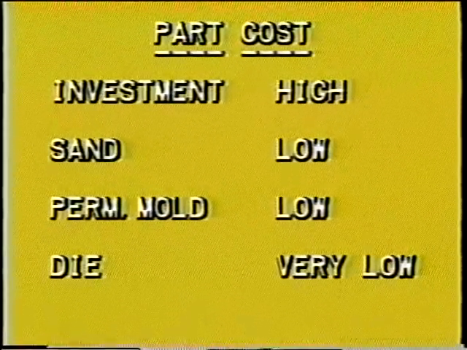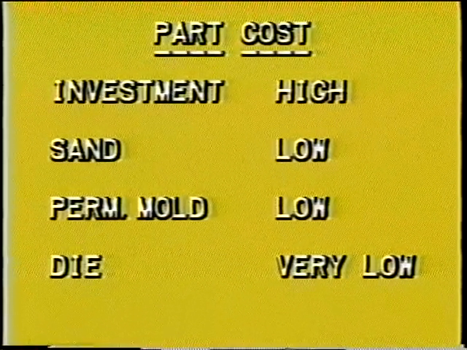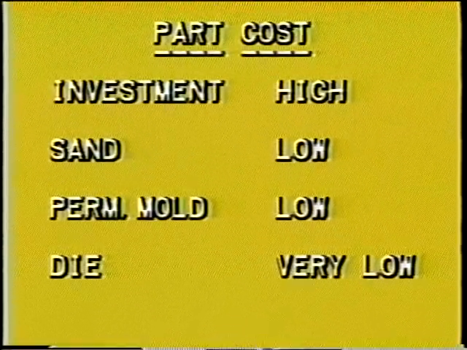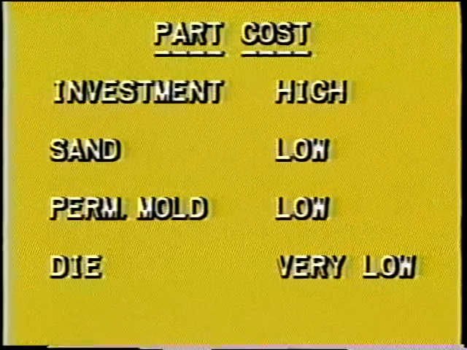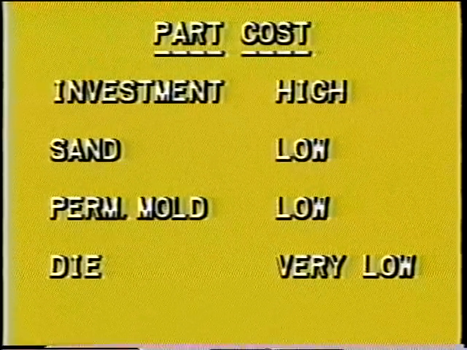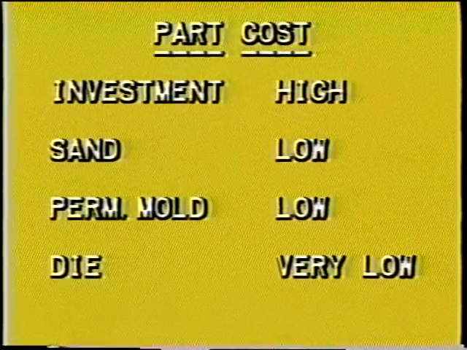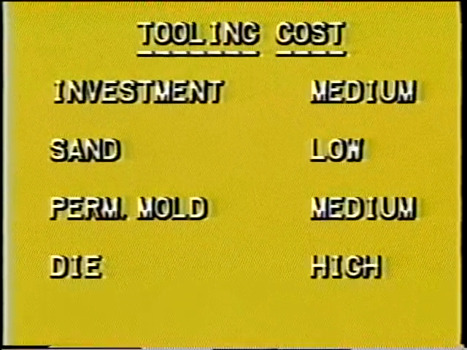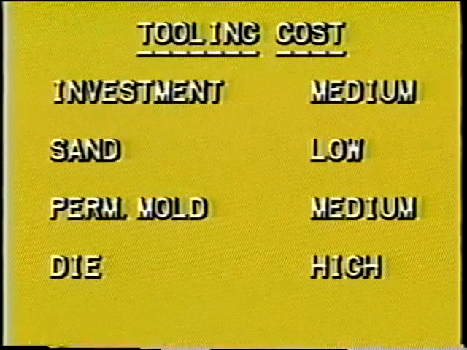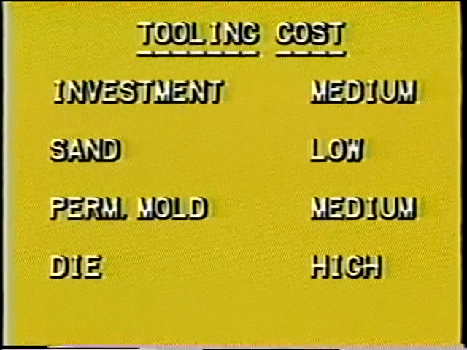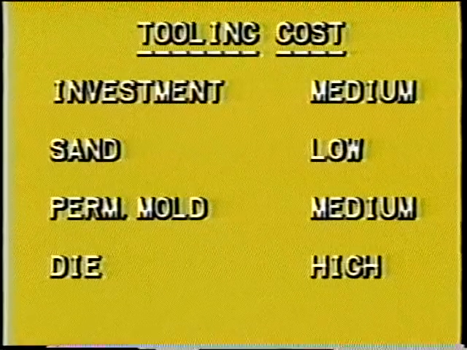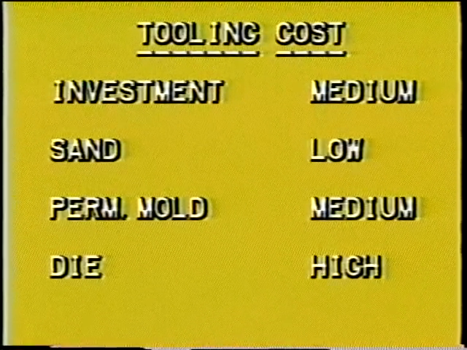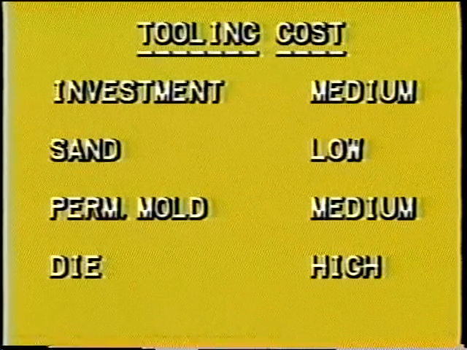In comparing the various casting processes discussed, part cost is always an important factor to consider. We find that part cost is high in investment casting, but low in sand casting and permanent mold casting, and very low in die casting. Tooling cost is another factor to be considered. Tooling cost is medium in investment casting, low in sand casting, medium in permanent mold casting, and high in die casting.